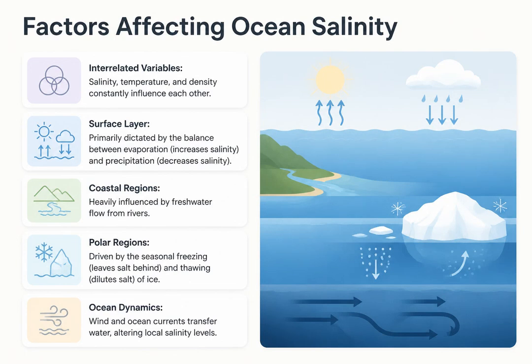So, what ultimately controls the salinity in any given part of the ocean? Salinity, temperature, and density are deeply interrelated. A change in one affects the others. In the surface layer of the oceans, salinity depends mainly on the tug-of-war between evaporation, which concentrates salt, and precipitation, which dilutes it. In coastal regions, salinity is greatly influenced by the fresh water flowing in from rivers. In polar regions, the cycle of freezing and thawing ice dictates salinity. Freezing leaves salt behind in the water, while thawing adds fresh water back in.